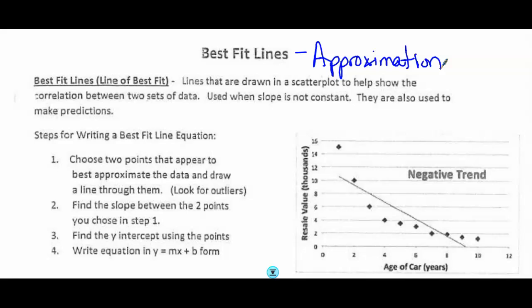So it says the line of best fit is drawn in a scatter plot to help show the correlation that we learned last week between two sets of data. This is used when the slope is not constant, so you can't draw a straight line through all the dots. They are also used to make predictions. So later in the week, we will talk about how to make a prediction.